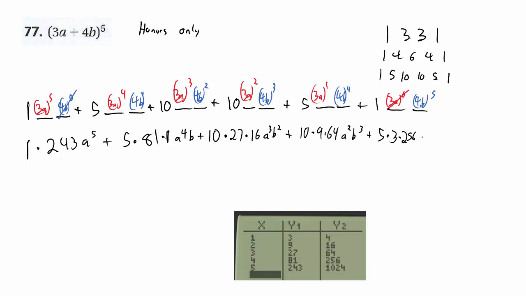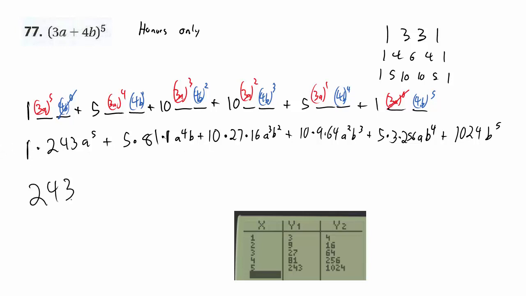And that one's just an a, but then the b is to the fourth. And then there's one more term, which is going to be just b to the fifth term, whatever 4 to the 5th is, which happens to be 1024, b to the 5th. So this is the answer a little bit more simplified. I just have to multiply these numbers out.